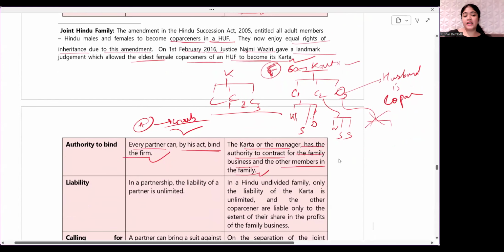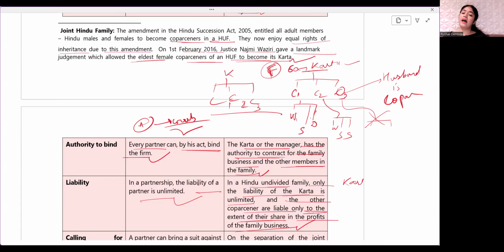Then we have liability. In a partnership, the liability of partners is unlimited. In an HUF, only the liability of the karta is unlimited. The other co-partners are liable only to the extent of their share in the profit of the family business. So only the karta has unlimited liability. Right? The co-partners have limited liability. Okay?